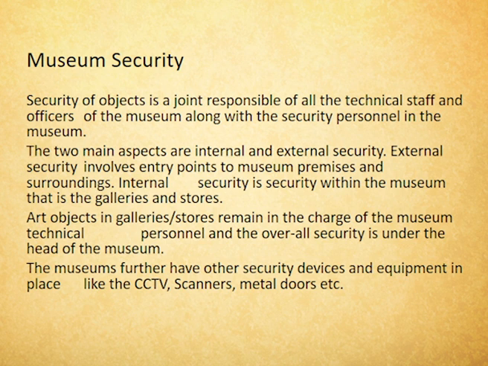But is it the responsibility only of the CISF? No. Security of a museum and its objects is a joint responsibility of all the technical staff and officers of the museum, along with the security personnel. The two main aspects are internal security and external security. External involves entry points to museum premises, and surroundings also. Internal security is security within the museum, that is the galleries and stores. Art objects in gallery and store remain in the charge of the museum technical personnel, and the overall security is under the head of the museum.